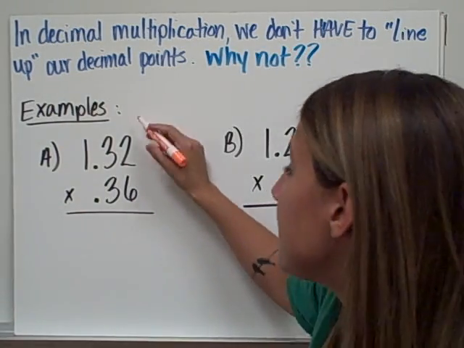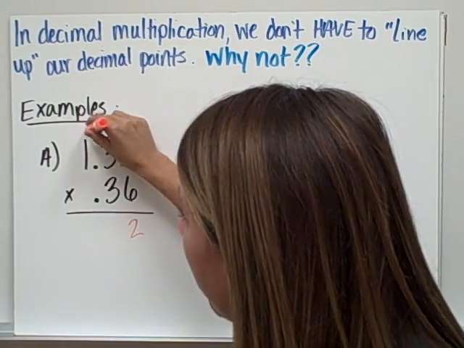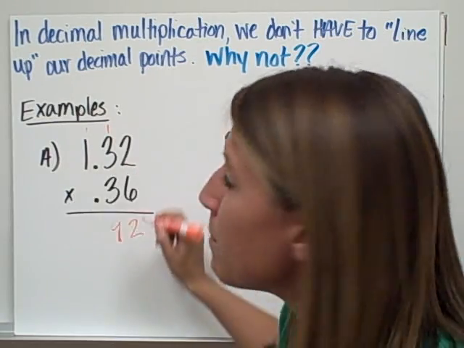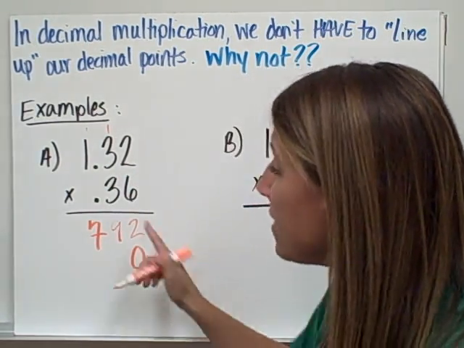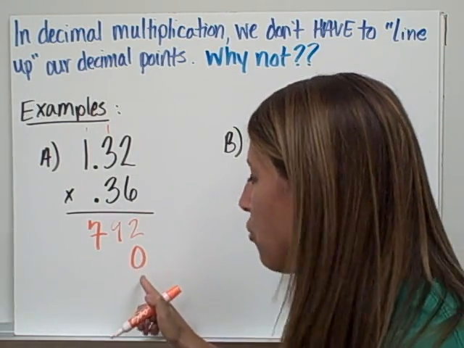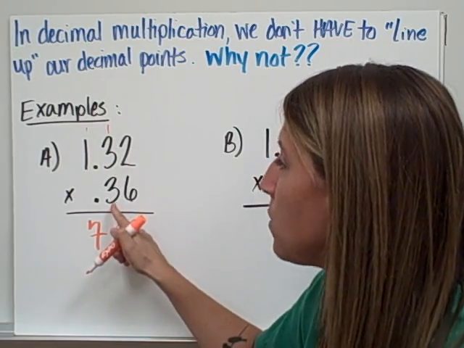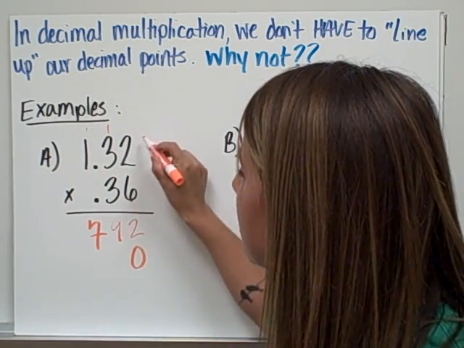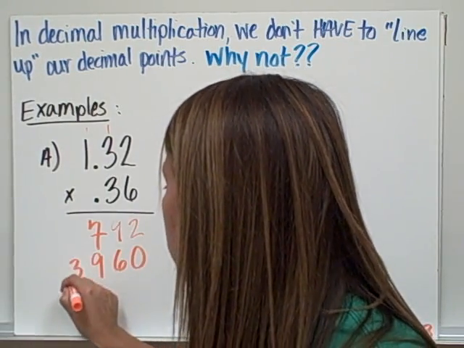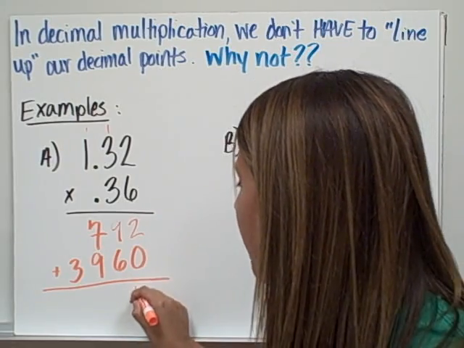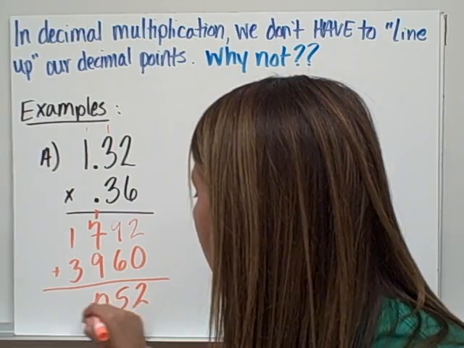So I have 6 times 2 is 12. 6 times 3 is 18 plus that 1 is 19. 6 times 1 is 6 plus the 1 is 7. I have 0 ones here because I'm multiplying the tenths place now. So I'm talking about how many tenths I have. So 3 times 2 is 6, 3 times 3 is 9, 3 times 1 is 3. Now I add them all together, that's 2, this is 15, that's 17, and 4.